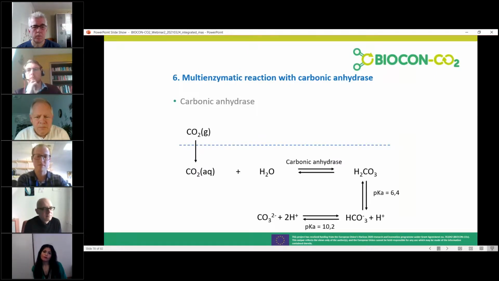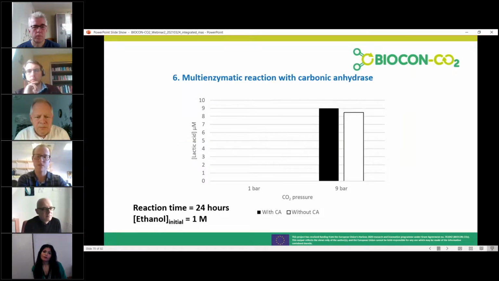Next slide, please. And when we apply this enzyme with the multi-enzymatic system, because the pyruvate decarboxylase, which is the enzyme that is using CO2, prefers CO2, when we use the carbonic anhydrase, we basically see the same results as without using the carbonic anhydrase. So that's not a good strategy to use in this case.